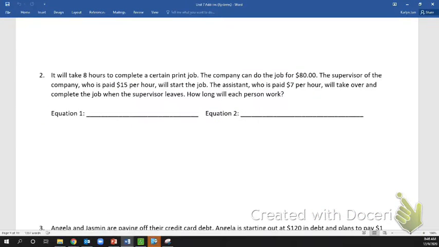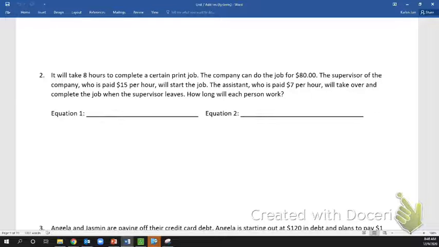So the next one says it will take 8 hours to complete a certain print job. The company can do the job for $80. The supervisor of the company, who is paid $15 per hour, will start the job, and the assistant, who is paid $7 an hour, will take over and complete the job once the supervisor leaves. We want to know how long each person will work here.